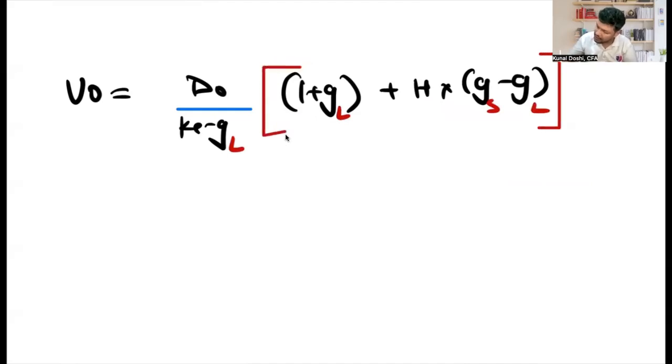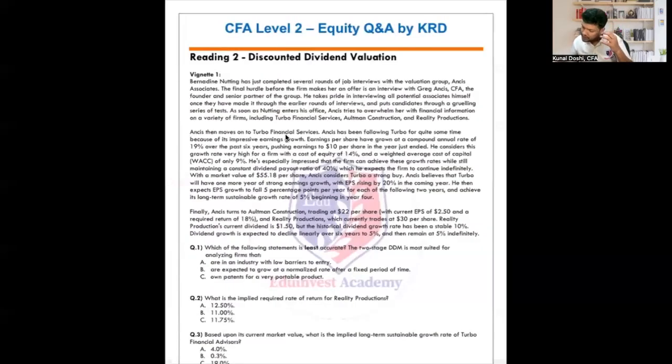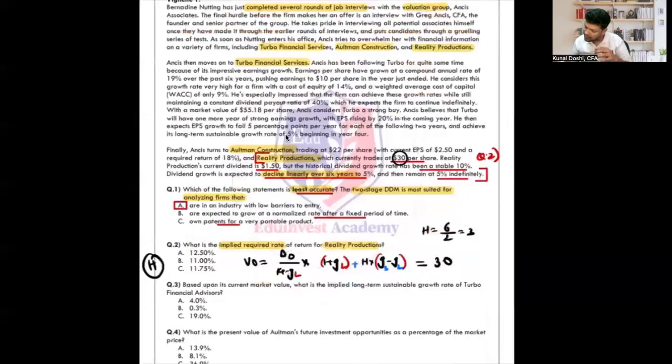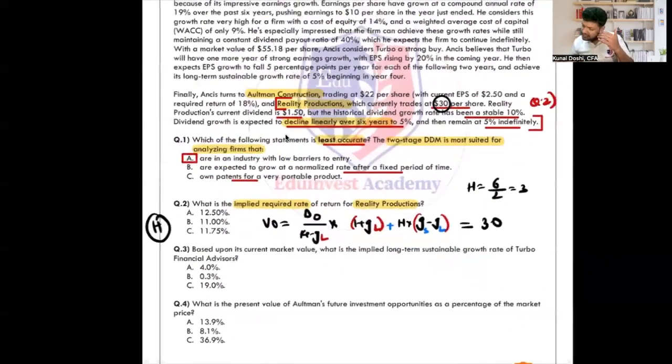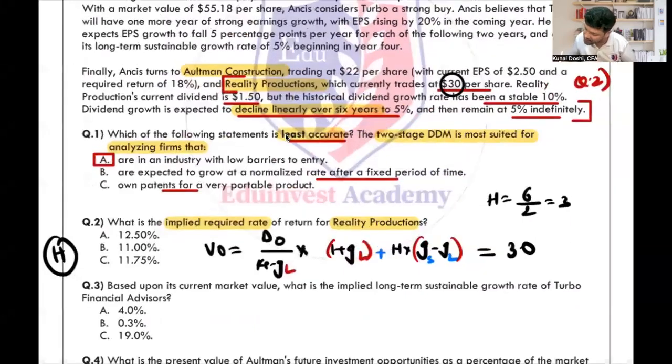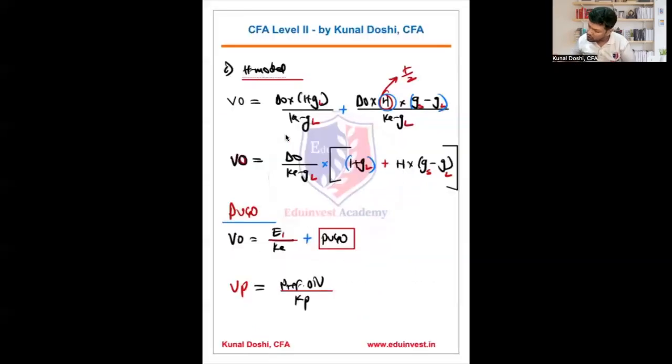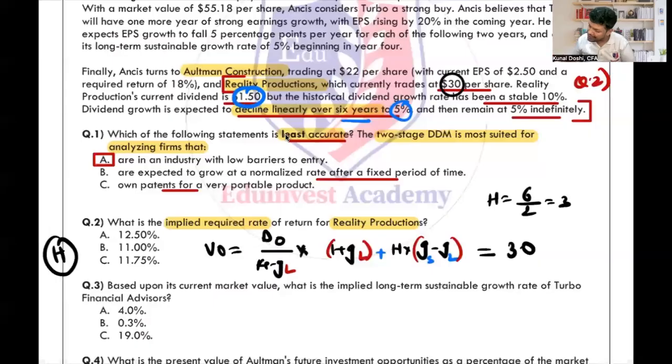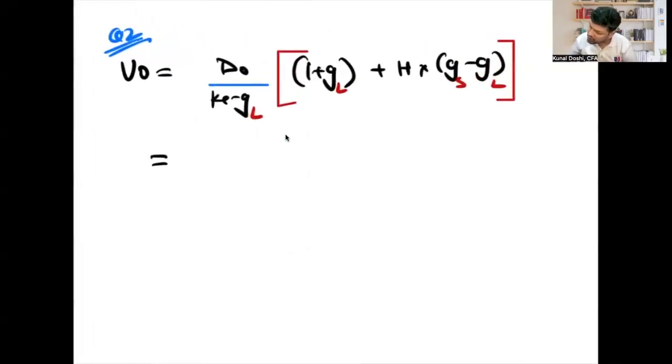Correct? Now we will put the numbers here. This is for question number 2. We are using the H model. What are the numbers that we have here? We have 30 as the price. The current dividend they have given us is 1.5. The dividend growth rate has been stable at 10%. It is expected to decline linearly to 5% over 6 years. So we have the short-term and long-term growth rates, 10 and 5%. The current dividend is 1.5.